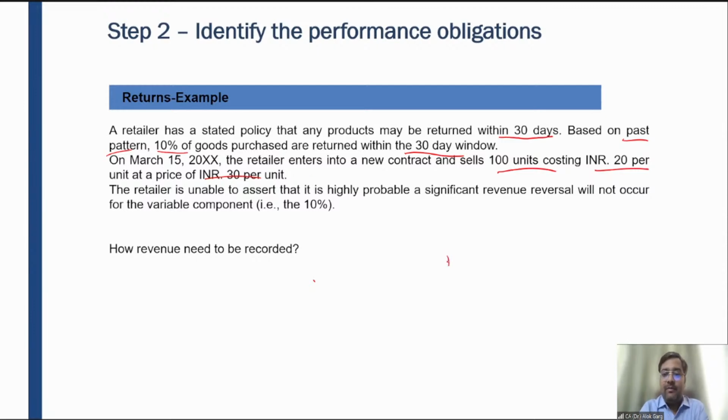So what is my revenue? My revenue per unit is 30. My cost of goods sold is 20. My quantity of goods sold is 100, right? And what is my return percentage? My return percentage is 10%. The retailer is unable to assert that it is highly probable that a significant revenue reversal will not occur for the variable component, that is the 10%. And the retailer is expecting that this 10% refund will be there, the 10% return will be there.